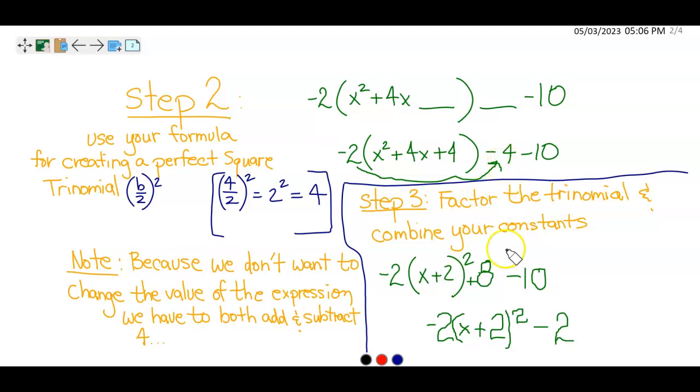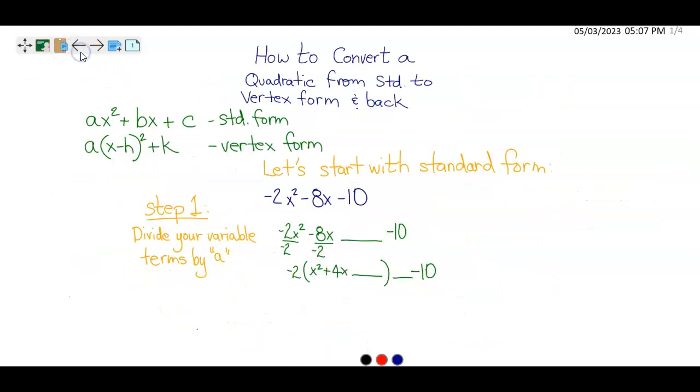And then you see I've got my +8 and I've got my -10, and I'm combining my constants. -10 plus +8 equals a -2. So here you have it. Now we're done. We've got our vertex form, and if you put this into Desmos alongside the standard form of our original, you would see that the two forms are equivalent.